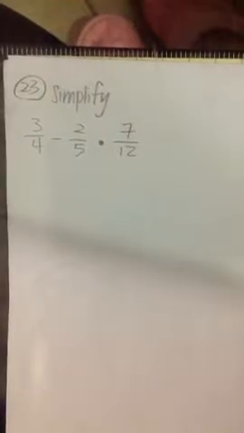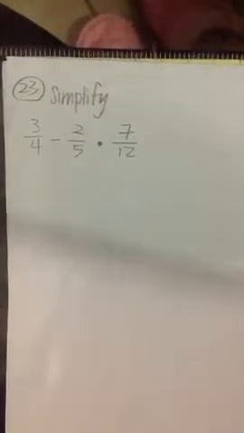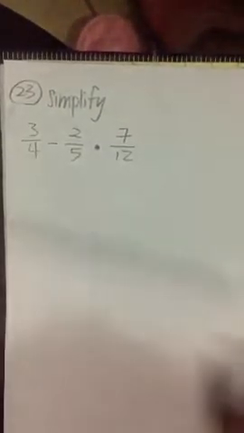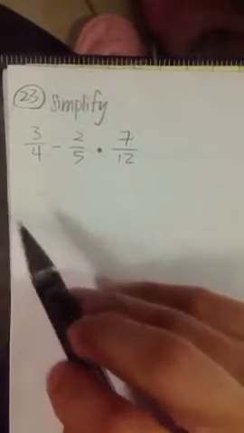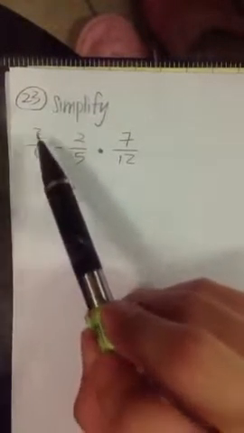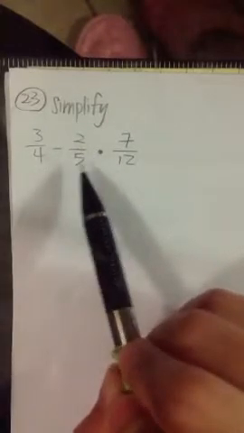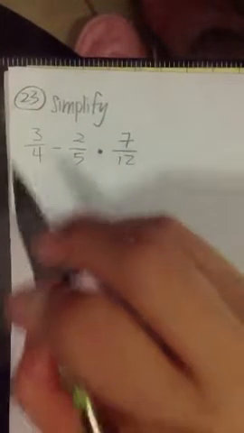Hello, in this video we're going to talk about practice problem for MTE 1, question number 23. In this question it asks us to simplify this expression. We have 3 over 4 minus 2 over 5 times 7 over 12.